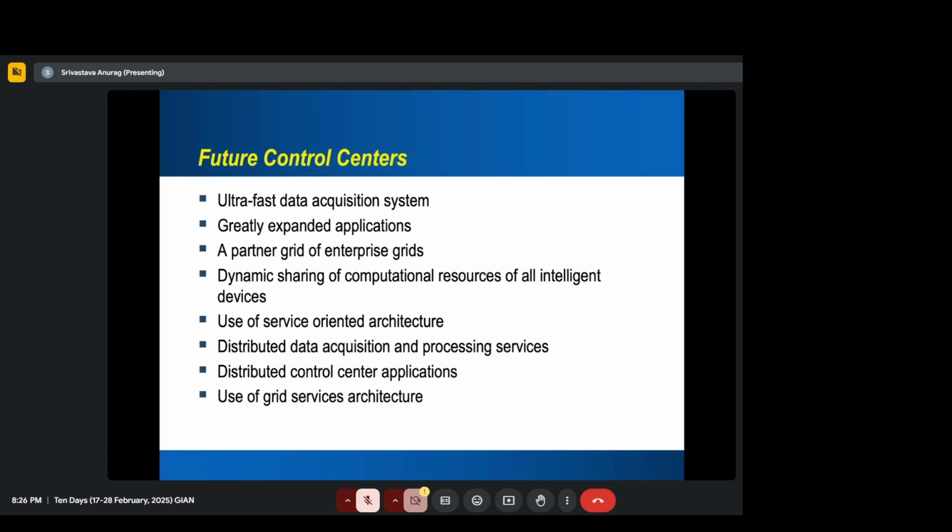How do we share computational resources? You have one PMU which will be helpful for another neighboring utility, but how do we share that without creating a privacy issue? And then use of service-oriented architecture, which is called SOA. Then distributed data acquisition processing services, which is another one, and then distributed control center applications.